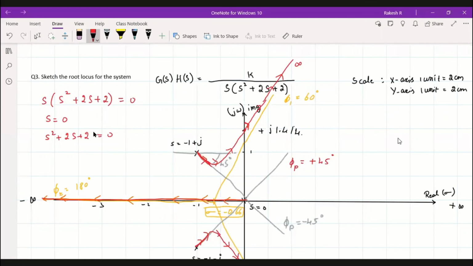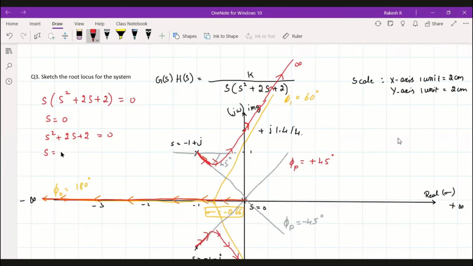Plus equation, that is 5. Then 3, that is ax square plus bx plus c. a equals 1, b equals 2 and c equals 2, plus equals.